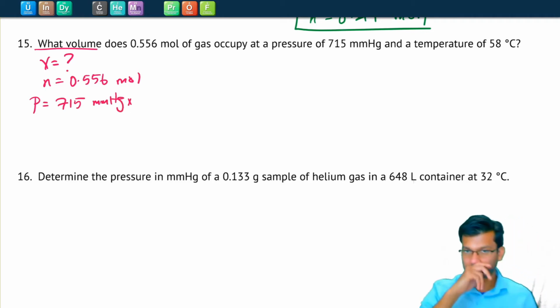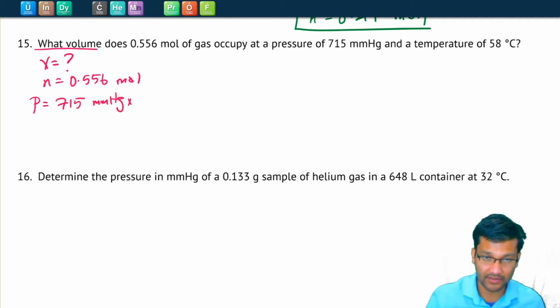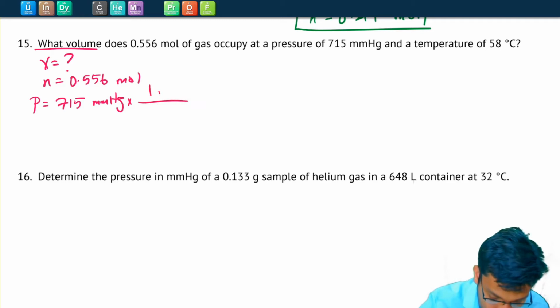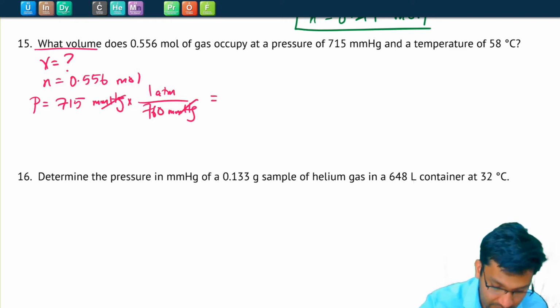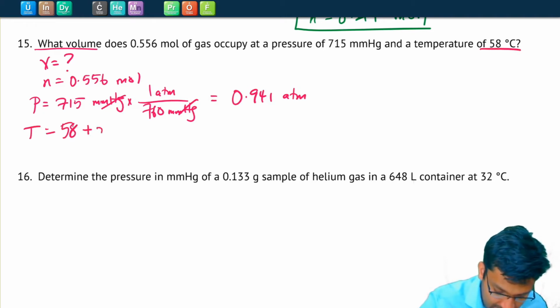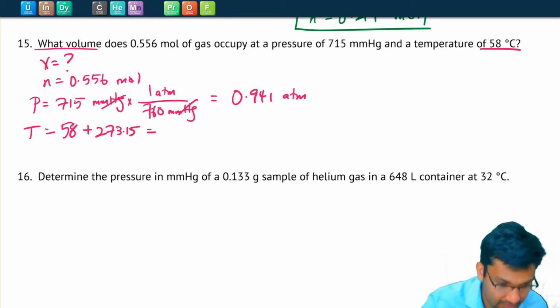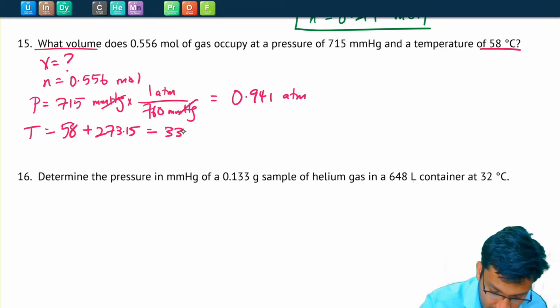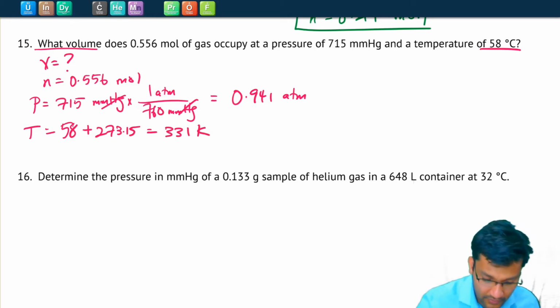But again, we need pressure in atmospheres. So let's convert that. We know that 1 atmosphere is 760 millimeters of mercury exactly. So this, I believe, should give me 0.941 atmospheres. Okay. Temperature, 58 degrees Celsius. We know we need to add 273.15 to that. That will give us, let's see, 331 Kelvin to the ones place.